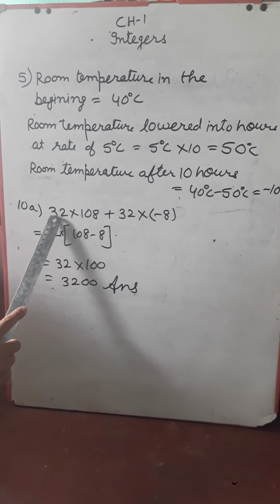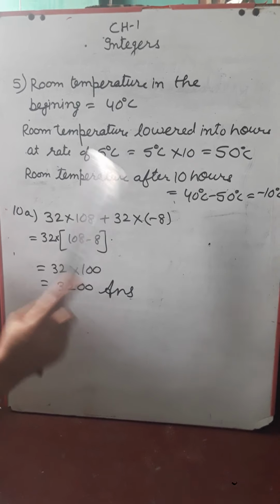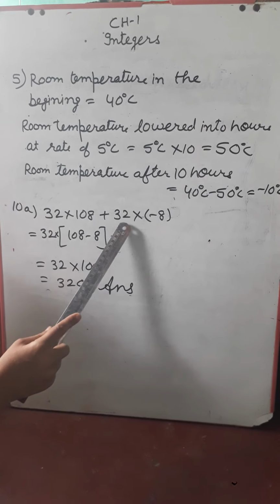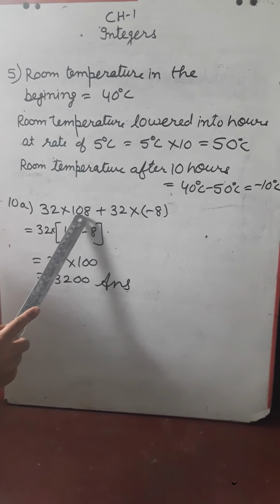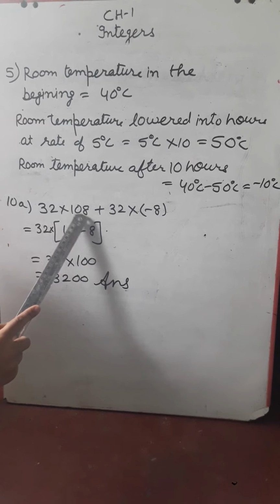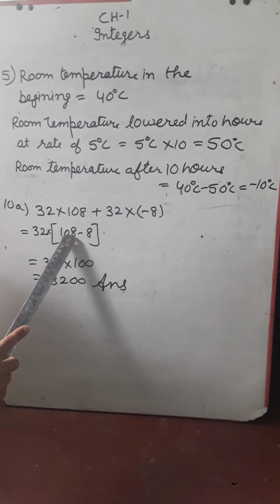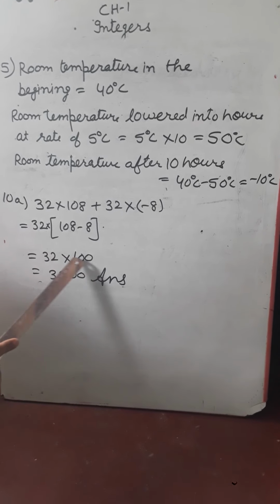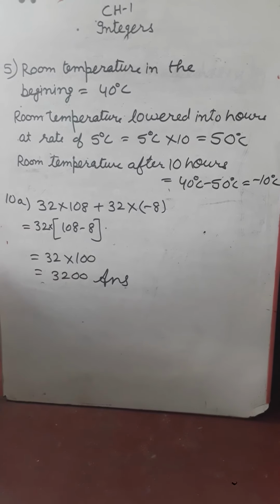Next question, 10th question, we have to find using distributive property of multiplication over addition. We have this statement 32 multiplied by 108 plus 32 multiplied by minus 8. Here we have 32 as common, so we will take 32 outside the bracket and what is left here is 108 and here minus 8. 108 minus 8, what we will get? 100. 32 multiplied by 100, we will get 3200 as the answer.